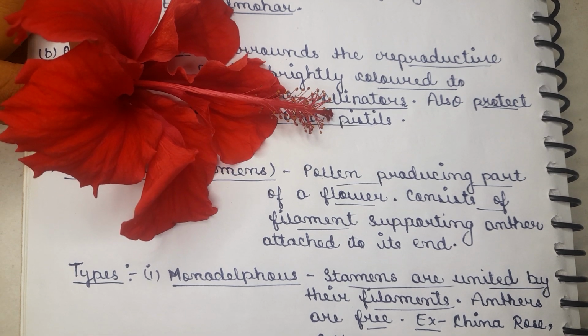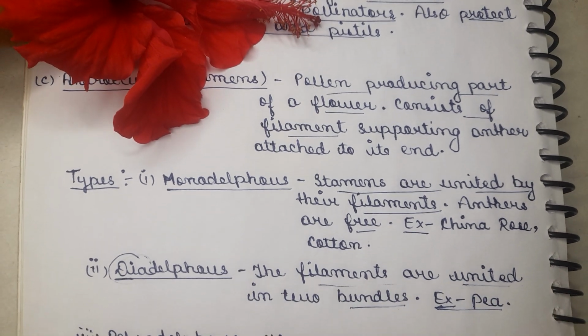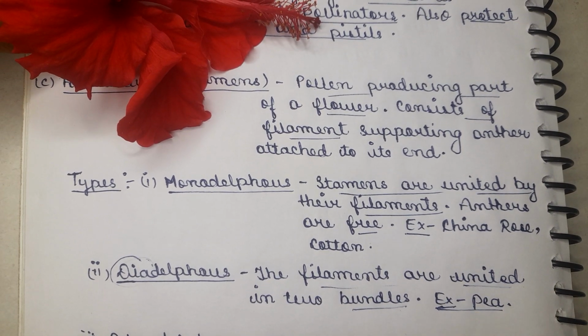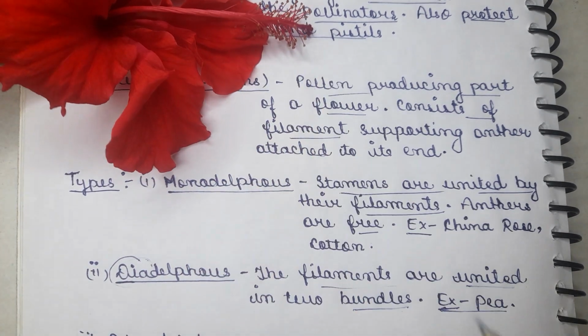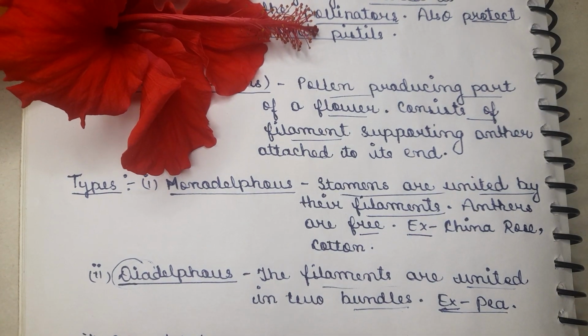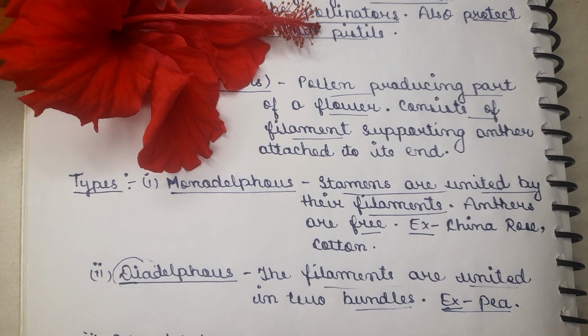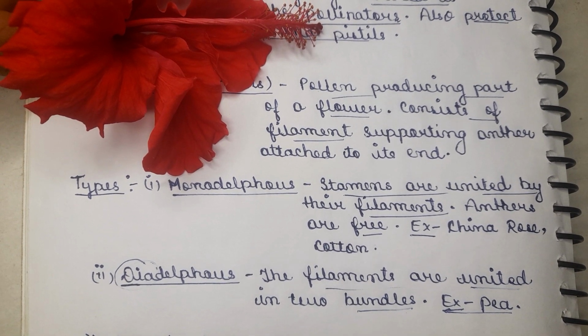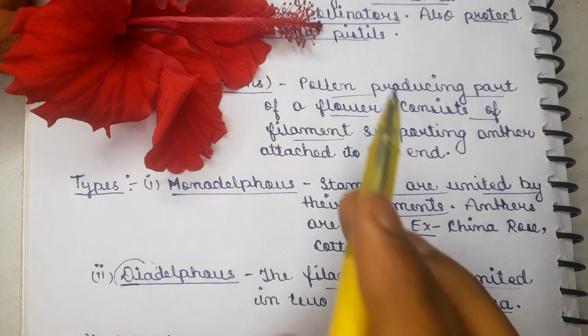The third type is known as polyadelphous. In polyadelphous, the filaments are united in several groups. There are many filaments present inside the flower. If you take the example of bombax, this is a type of plant. This plant bears many filaments. There are several groups of filaments arising from the flower.